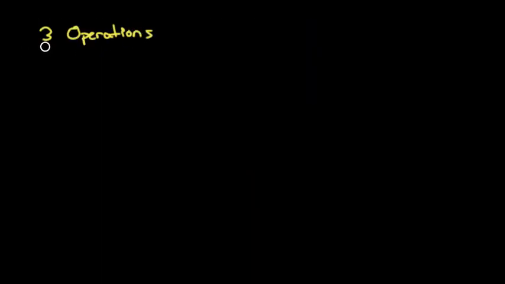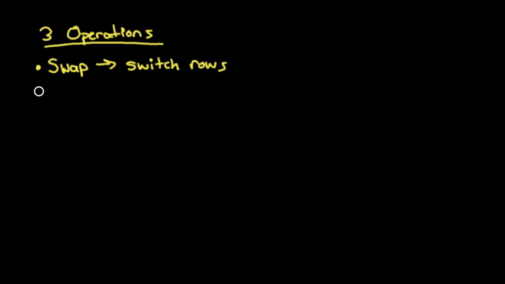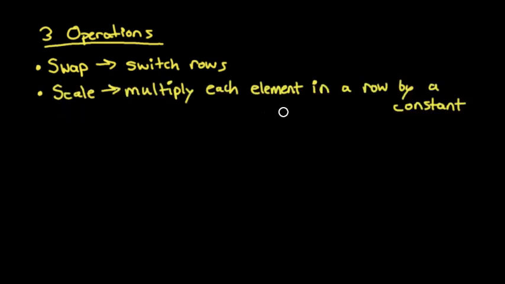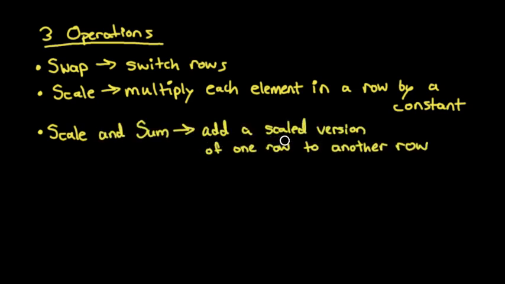There are 3 total. First, you can swap rows. Pretty self-explanatory. Next up, you can scale, and that's where you multiply each element in a row by a constant. So take a row and then multiply everything by 1/3 or by -3 or something like that. And finally, the most important one is scale and sum, where you add a scaled version of one row to another row. And we'll see this one in action.